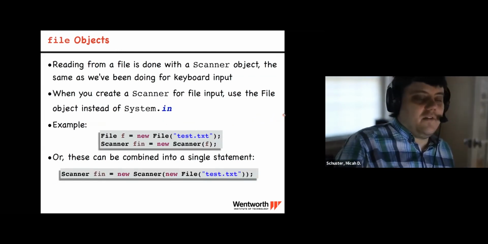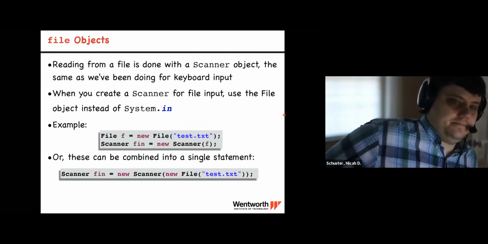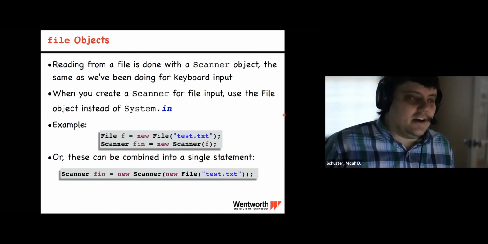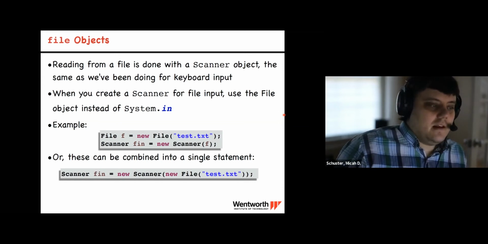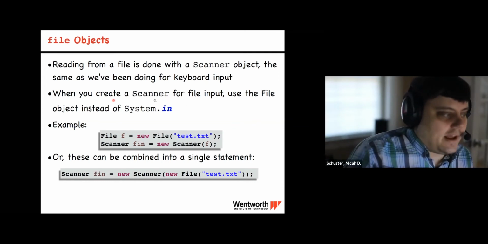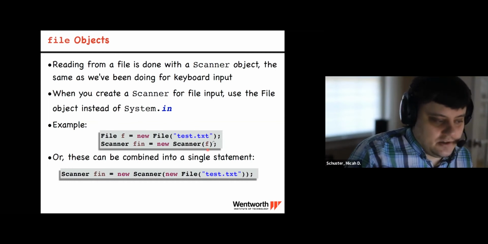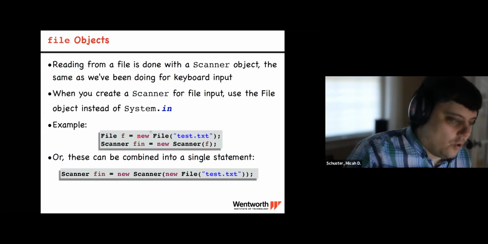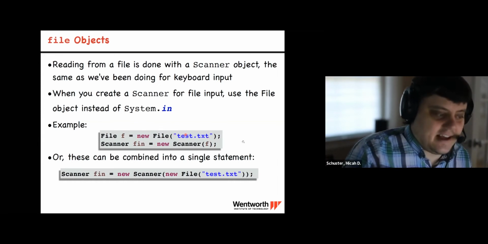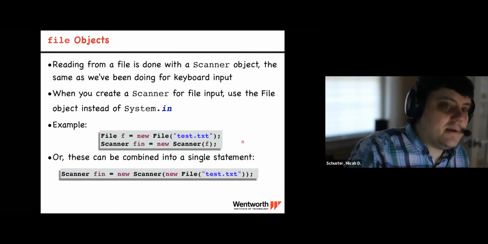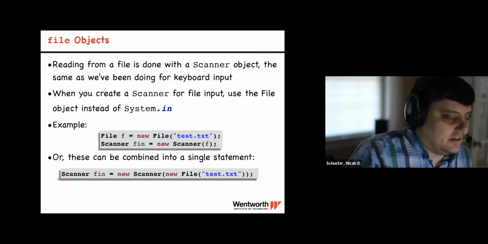So reading from a file is done with the Scanner. We've been using the Scanner almost the entire semester. But this time, when I create a Scanner, I'm not going to use System.in. I'm going to use a File object. So I'm creating a Scanner for this test.txt file. Typically, you will see me do this in one single line.